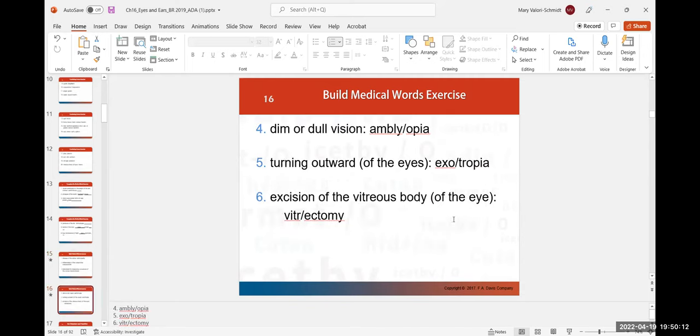Dim or dull vision, amblyopia. When the eyes turn outward, exotropia. And if we go in and excise or remove the vitreous body of the eye, it's a vitrectomy.